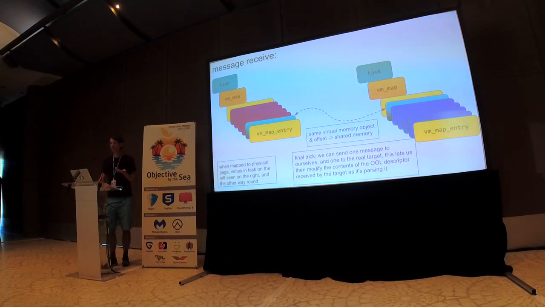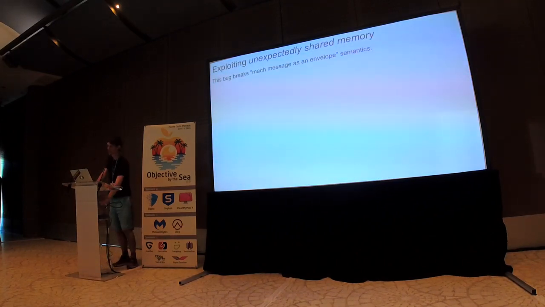So the trick to do something interesting with this is, remember, we can send Mach messages to ourselves. So we create a crafted out-of-line descriptor overlapping region, and then we have a target that we're going to look at in a second, and we send one bit of this to the target, and we send the other bit back to ourselves. What this then gives us the ability to do is to read and write to these pages in the out-of-line descriptor while the target is processing it. And that's what's going to enable us to do something interesting. So how do we exploit unexpectedly shared memory, which is, I guess, the kind of primitive that you end up with there?